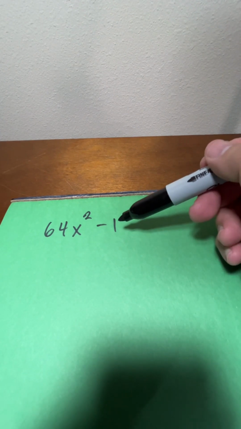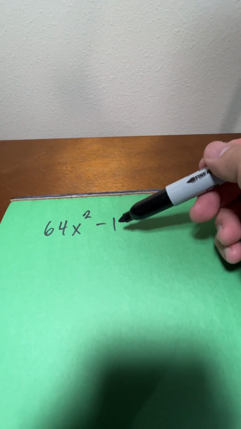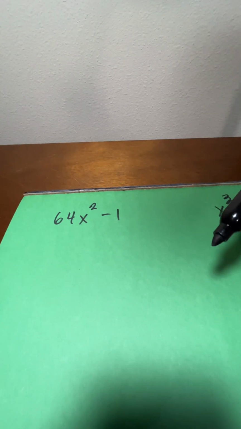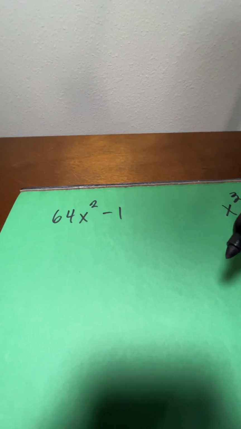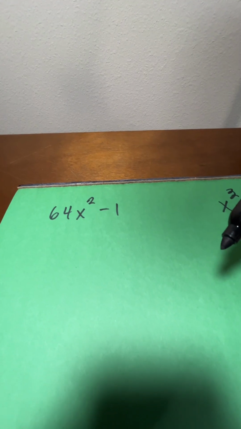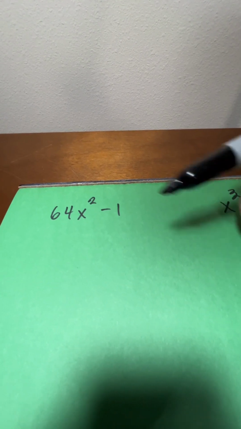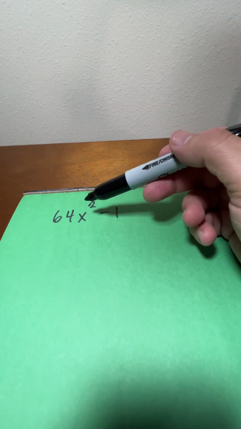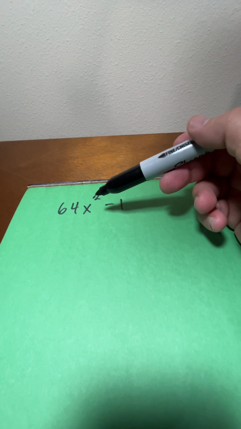So for example, 1 is a perfect square because 1 times 1 equals 1. 4 is a perfect square because 2 times 2 equals 4. 9 is a perfect square because 3 times 3 is 9. So those are perfect squares. Notice this is also a perfect square because 8x times 8x is 64x squared.